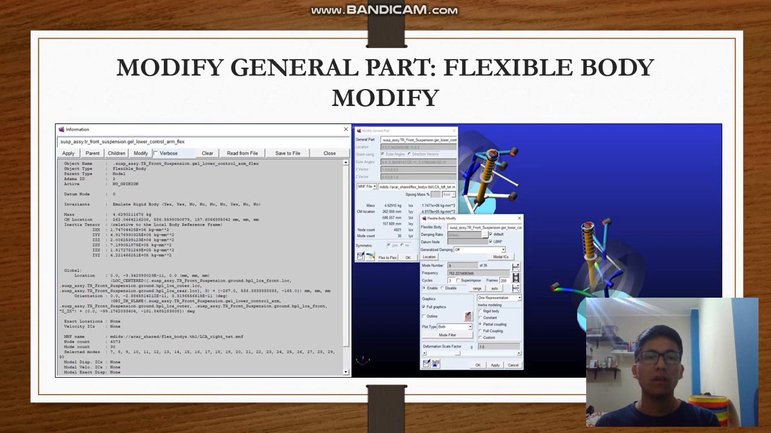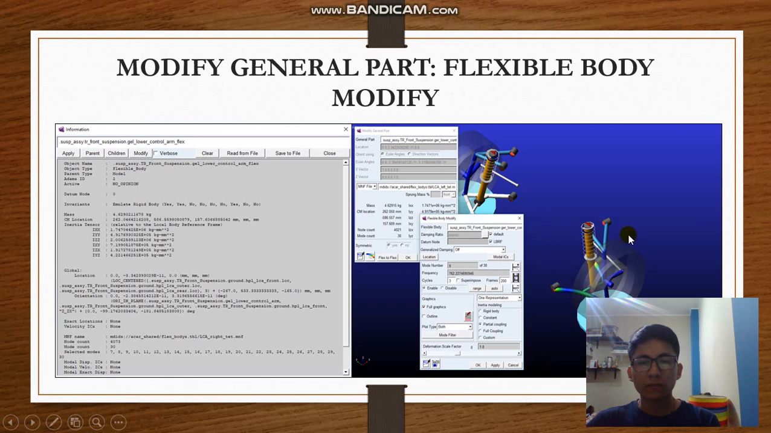Well, in step 1, we can see the information of the bow in this part, that is the suspension, the front suspension part. Well, in this step we modify the general part in this option. What is flexible body modify? In this block, we put information.